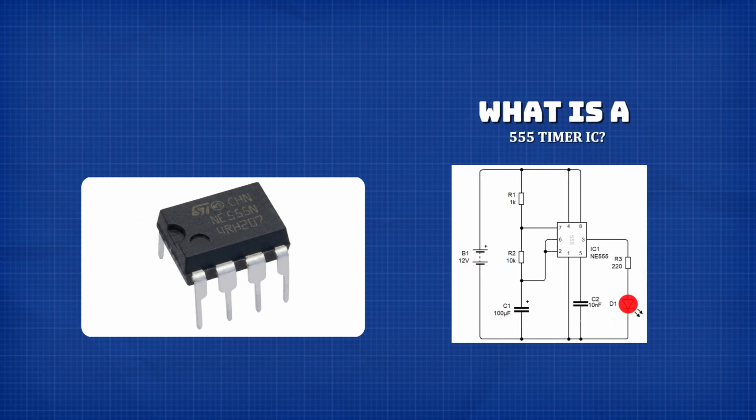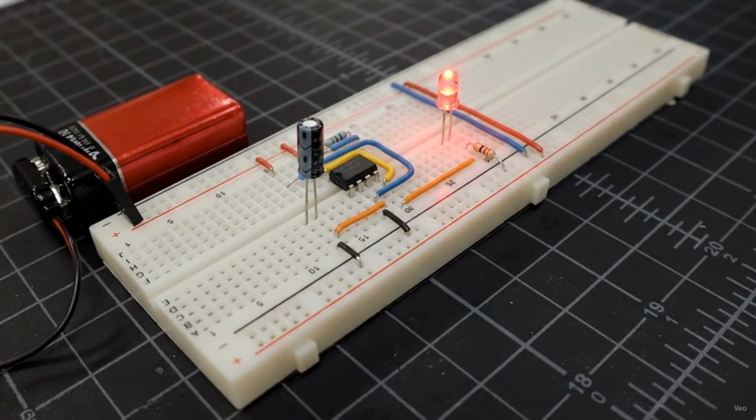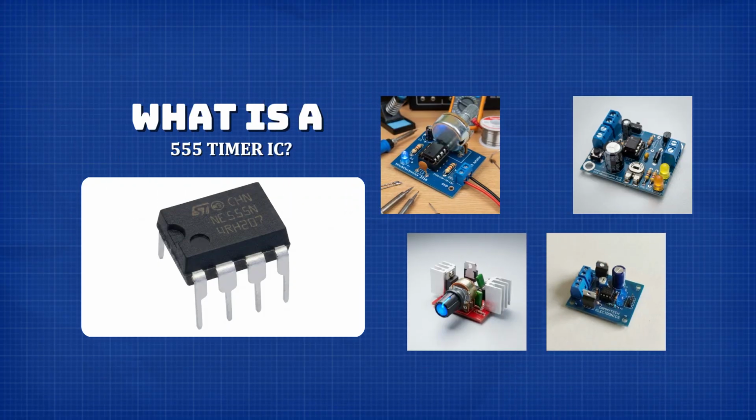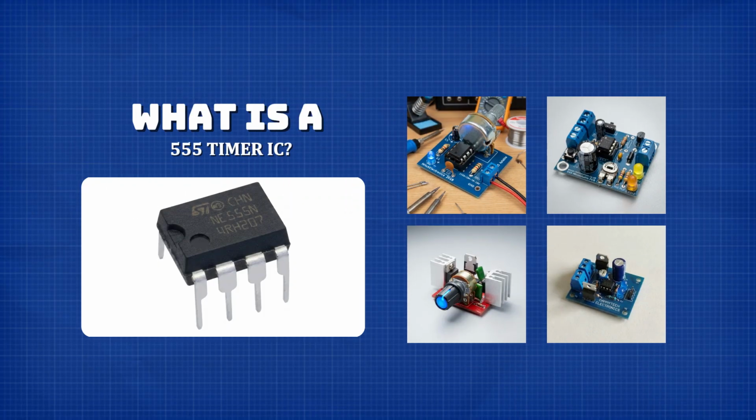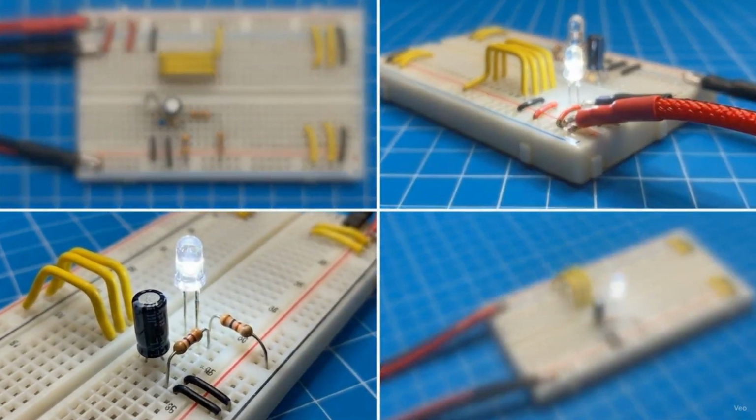It can turn something on for a few seconds. It can turn something off after a delay. It can blink an LED continuously. It can generate a fast switching signal, and because of that, it is used in many beginner and professional electronics projects. You can find it in timer circuits, alarm circuits, LED flasher circuits, pulse generator circuits, relay delay circuits, PWM circuits, and simple inverter circuits.